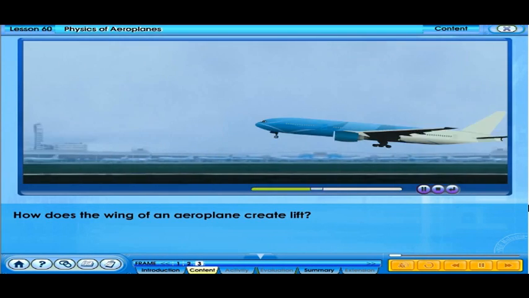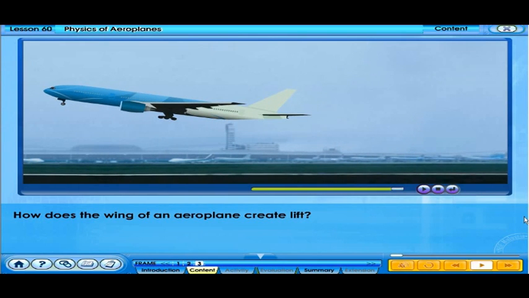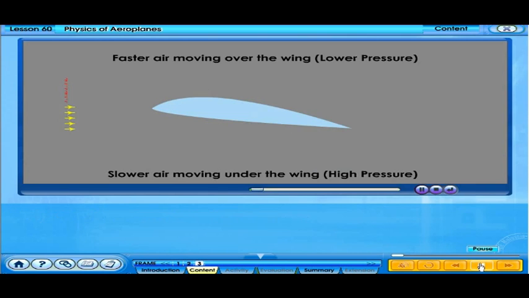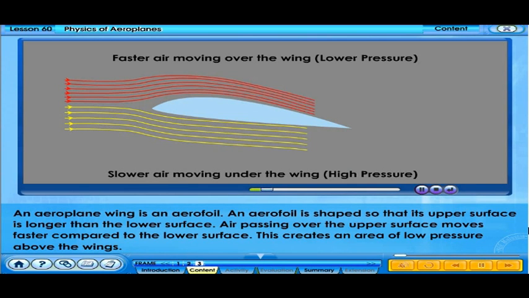How does the wing of an aeroplane create lift? An aeroplane wing is an aerofoil. An aerofoil is shaped so that its upper surface is longer than the lower surface. Air passing over the upper surface moves faster compared to the lower surface. This creates an area of low pressure above the wings.